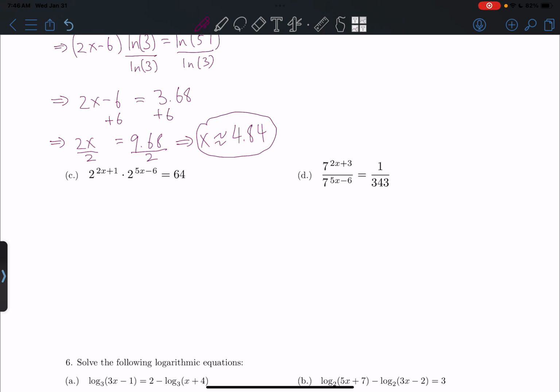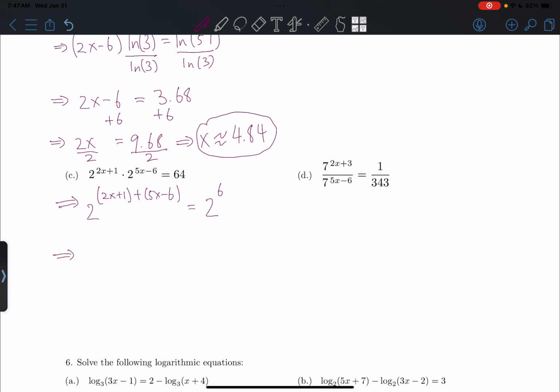For part C, this is just kind of interesting just because it looks hard, but it's actually a pretty easy problem. It shows up on the homework as well, so it makes sense to be fair game on the test. All we have to do here is to use property of exponent to add the exponents together. So the left-hand side just becomes 2 to the power of 2x plus 1 plus 5x minus 6. At 64 at this point, we know that it is 2 to the 6th power.